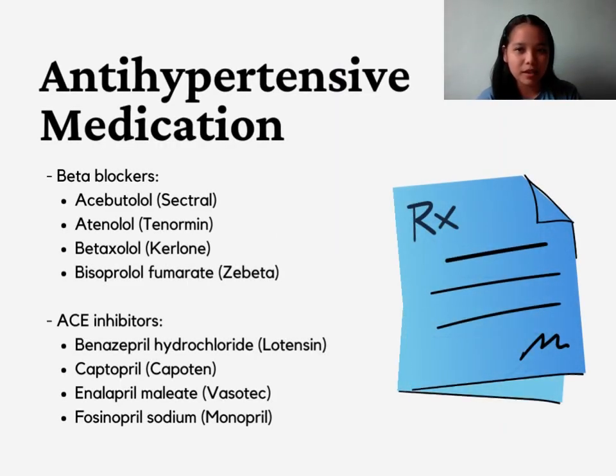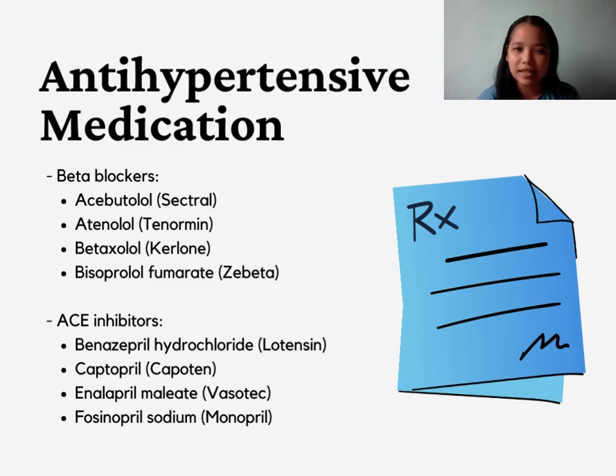First, we have beta blockers, which reduce the heart rate, the heart's workload, and the heart's output of blood, thus reducing blood pressure. Some of the common beta blockers are acebutolol, atenolol, betaxolol, and bisoprolol fumarate.